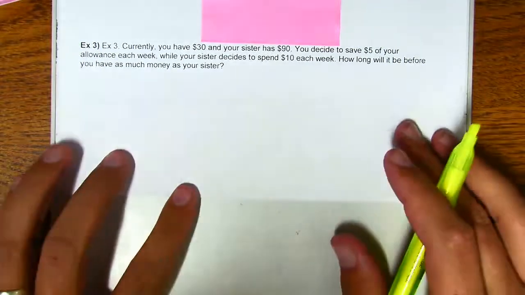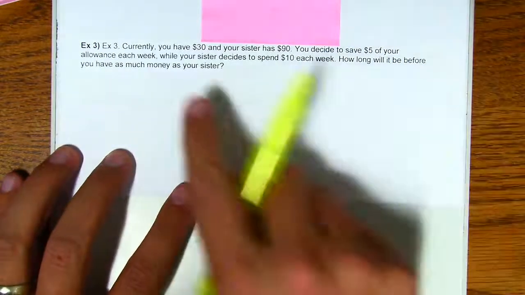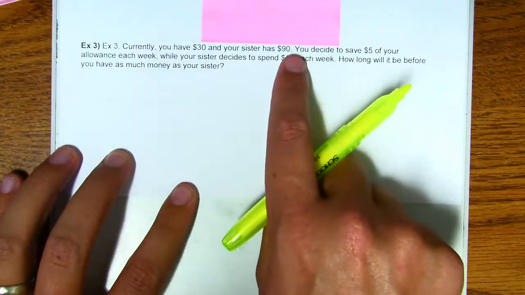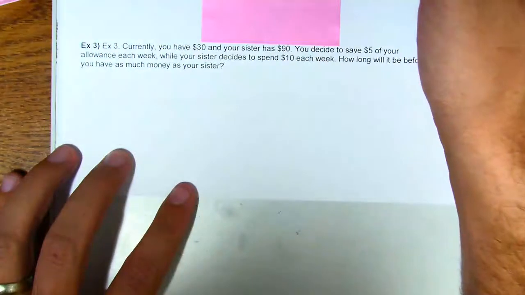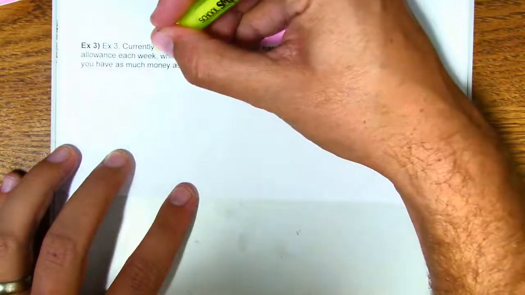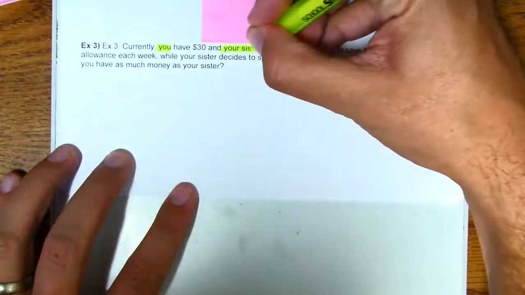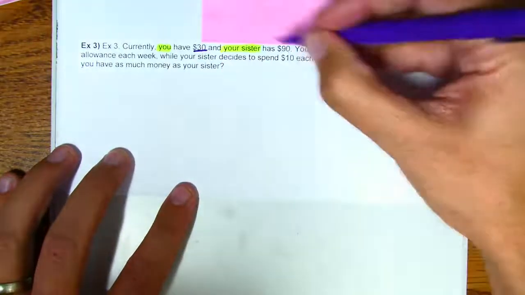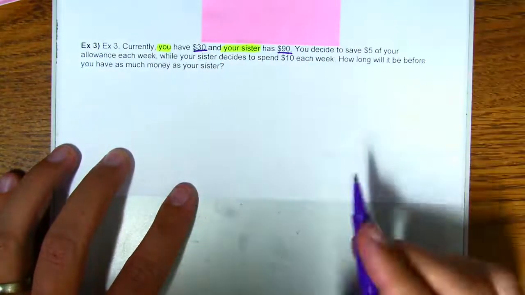All right, Monarchs, for the final example here, currently you have $30 and your sister has $90. Something important to notice: there's two people here, you and your sister. We're dealing with two different people here, and then they give us some numbers. I'm just going to underline these numbers because they're going to be important.